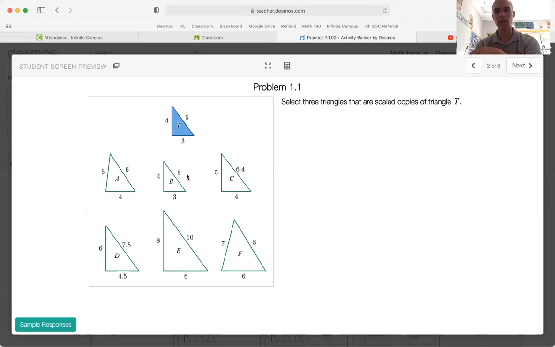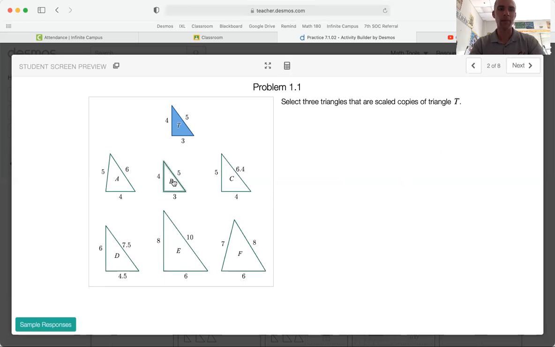The rest of them look like they could be scaled copies. So we have to think a little deeper about it. We're looking for scale factor on each one of them. We're looking for a common ratio between the side lengths of triangle T and whichever one we're checking, whether it's B, C, D, or E. You could think of it as a common ratio, or you can think of it as a number that you could multiply by the sides of T and get the sides of whichever triangle you're looking at.